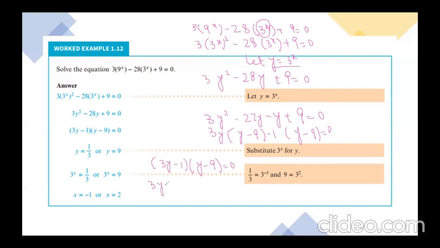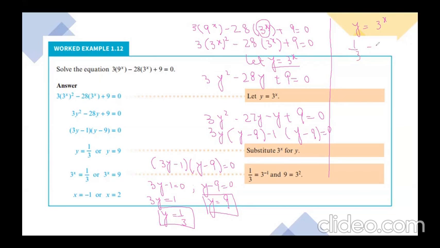So y minus 1 equals 0 and y minus 9 equals 0. So it must be y equals 1 and y equals 9. Okay, these are the two values of y. So letting y equals 3 power x, now the first value is 1 by 3.